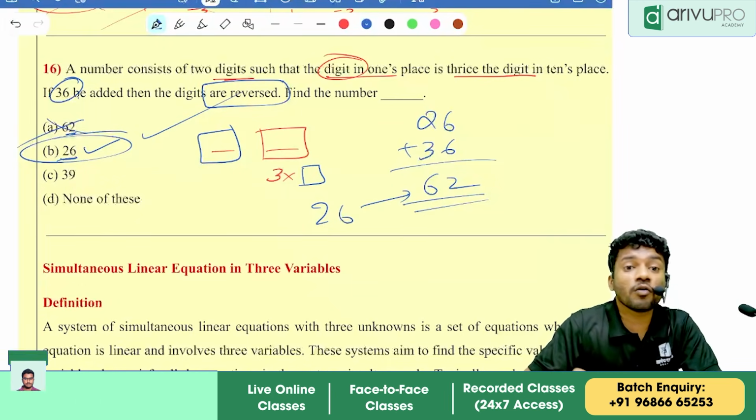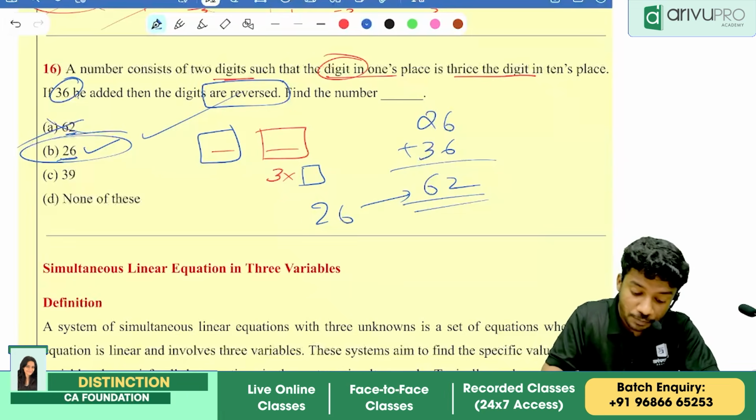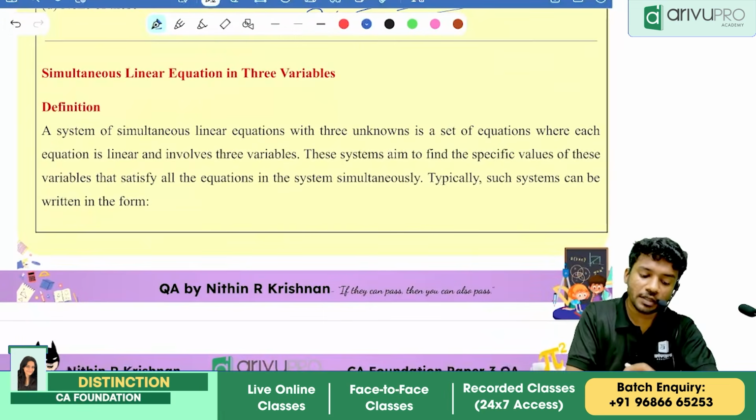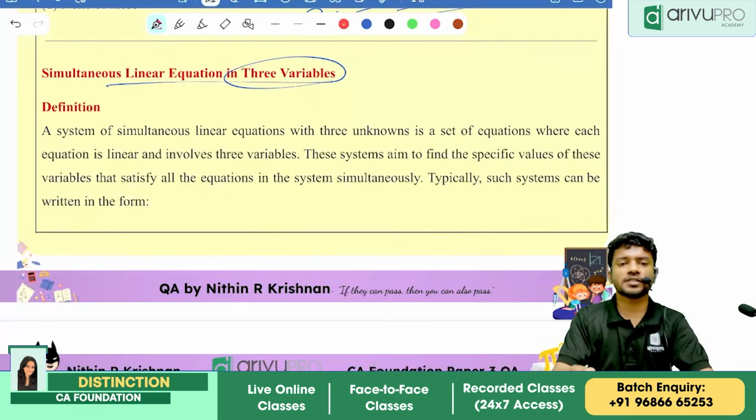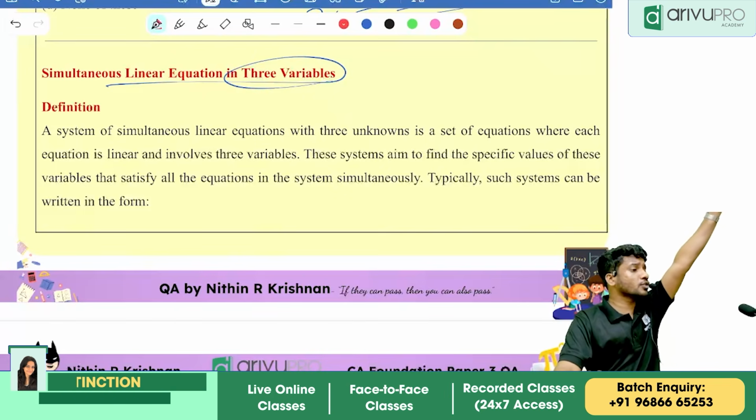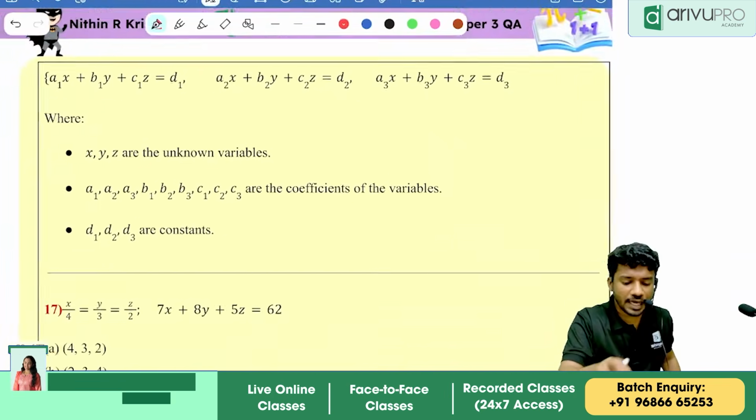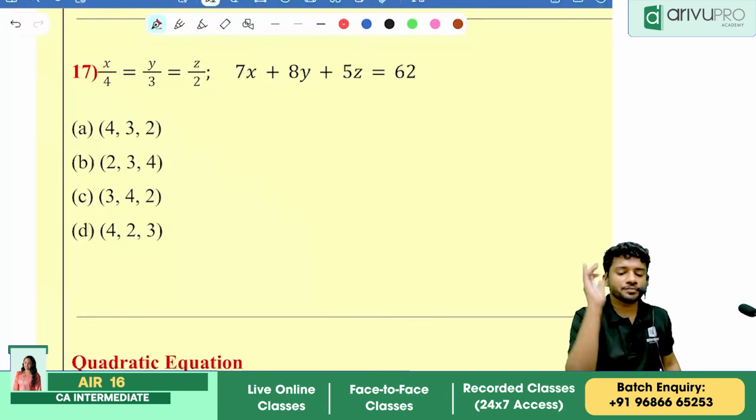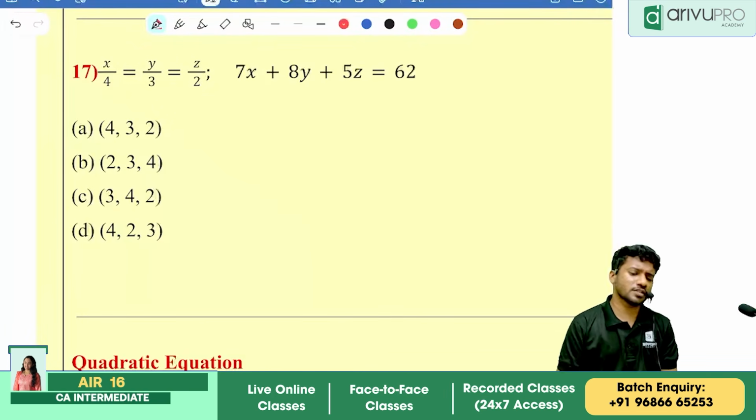We try to solve all the questions with options from this particular chapter. Next one, people. Linear equation in 3 variables. 3 variables means how many unknowns are there? 3 unknowns are there. X, Y and Z will be there. What is the way of solving this?